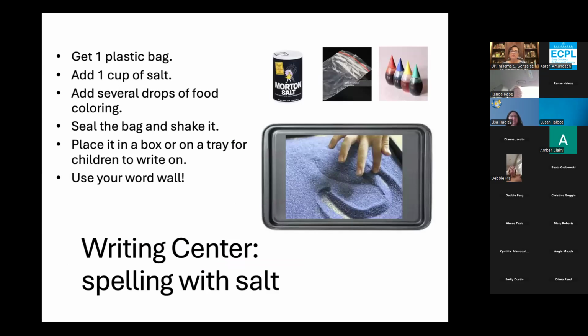Writing with salt. Just get salt, put it in a Ziploc bag, add 6 drops of food coloring, shake it, and it dries in about a minute. And then you put it in a tray and children can start writing. Boy, writing with salt or spelling with salt is going to be competition for that dramatic play center.